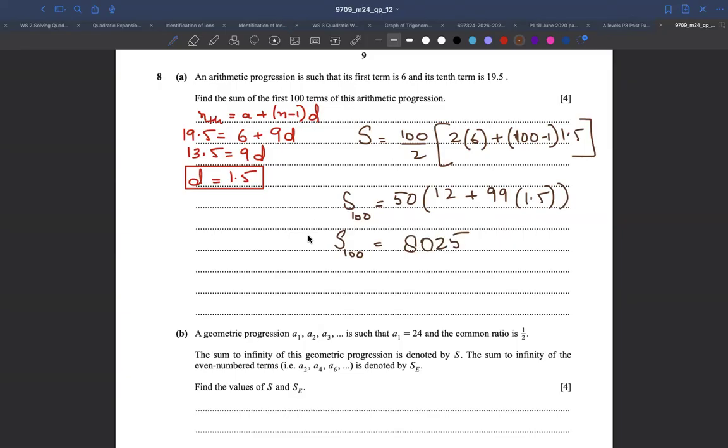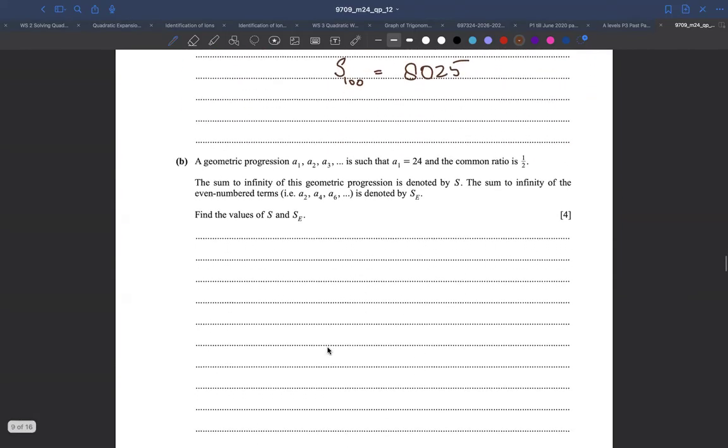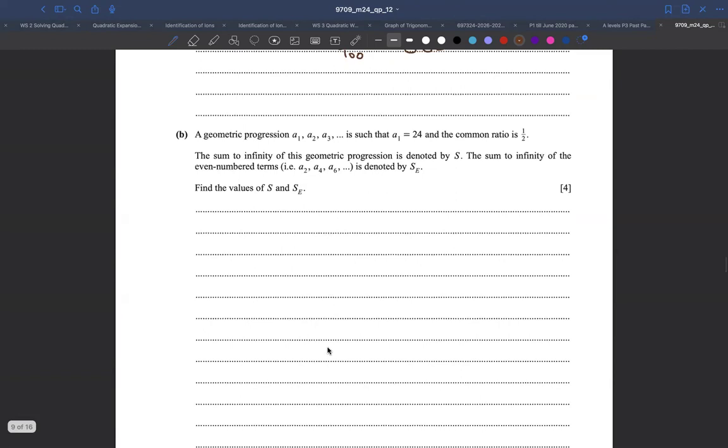Lovely. Now in part B, it says a geometric progression is such that the first term is 24 and the ratio is half. The sum to infinity is given by this. The sum to infinity of the even numbered terms is denoted by this. Find the values of the sum to infinity and the sum to infinity of the even numbered terms. Look, first let's find the simple sum to infinity, which is a upon 1 minus r, right? This is a simple formula. First term is 24 divided by 1 minus half. 1 minus half is how much? Half. So 24 upon half makes it 48.